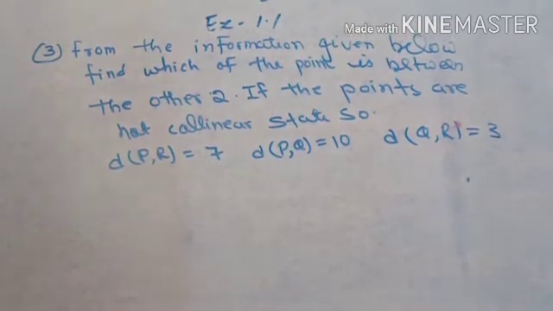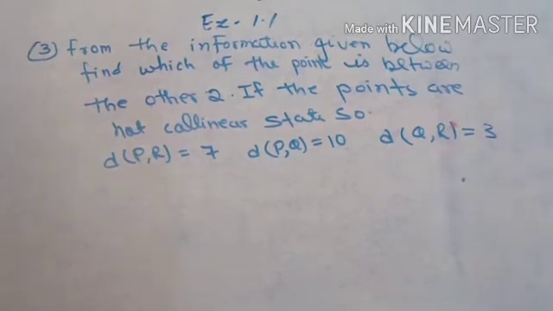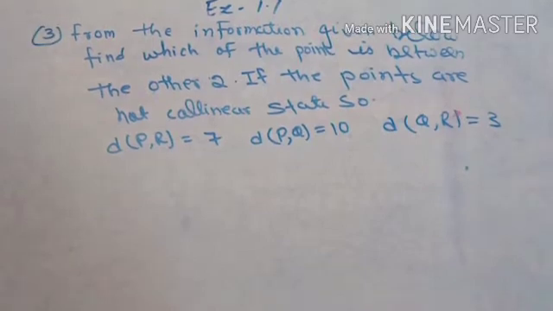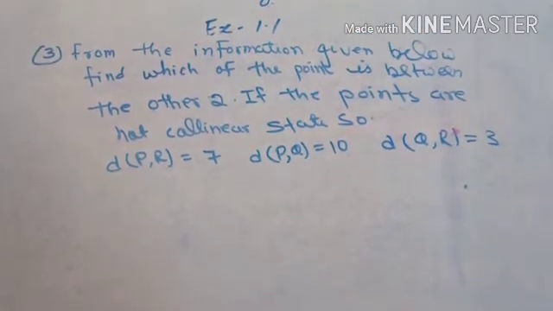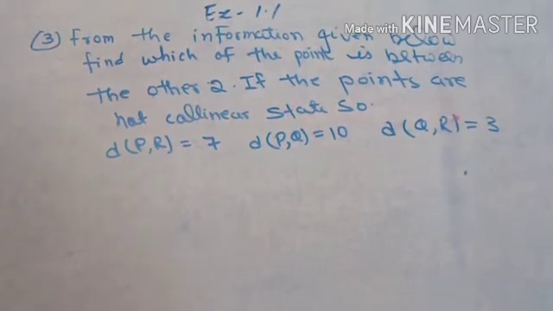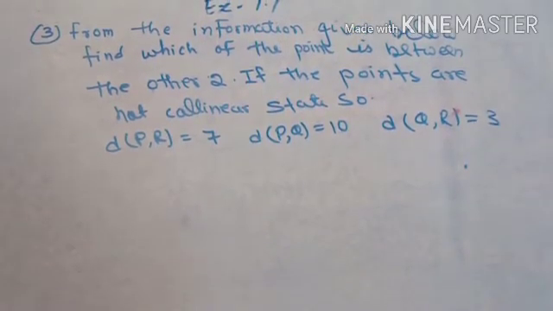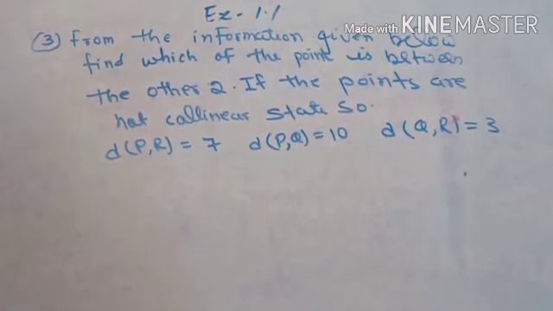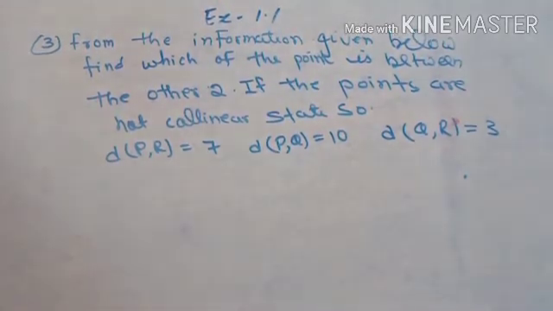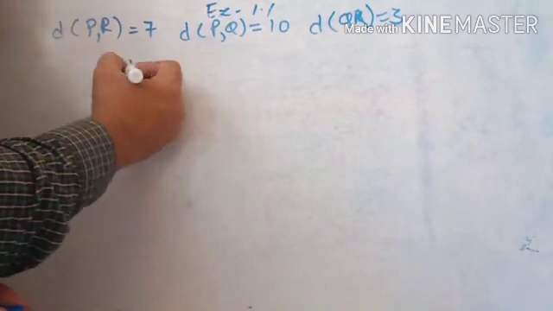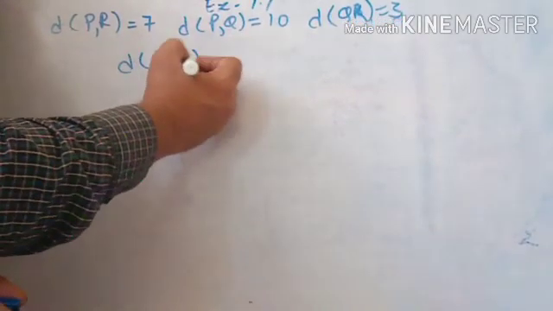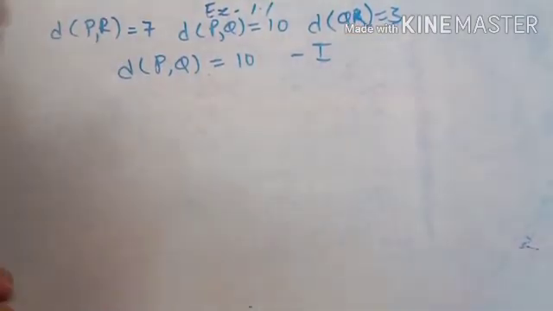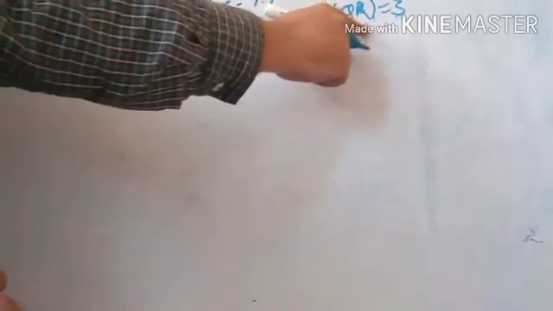Distance PR is equal to 7, distance PQ is equal to 10 and distance QR is equal to 3. First of all, we see which distance has the maximum value. Distance PR 7, no. Distance PQ 10, no. Distance QR 3. Yes, distance PQ has the maximum value, that is 10. So we first take distance PQ. Distance PQ is equal to 10. We take it as number 1 first. Now after that, what is left? Distance PR and distance QR.